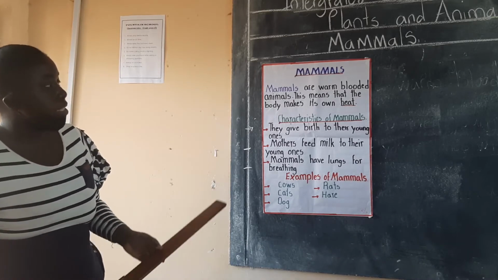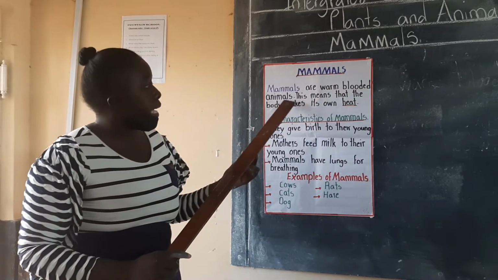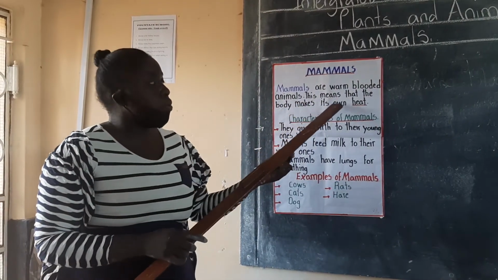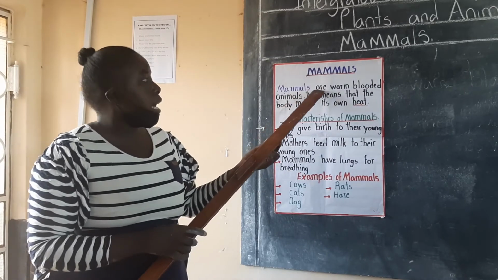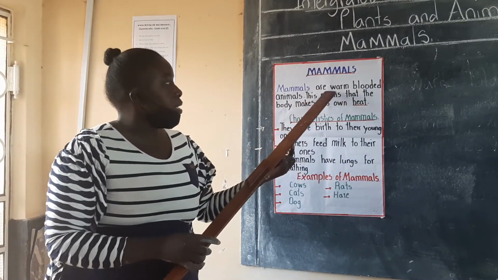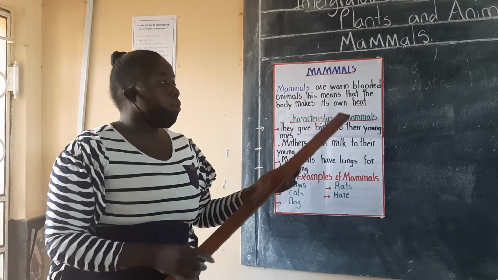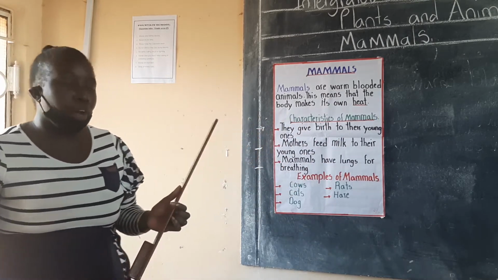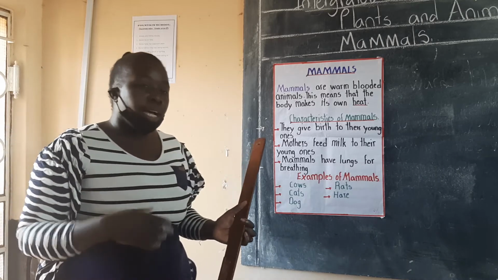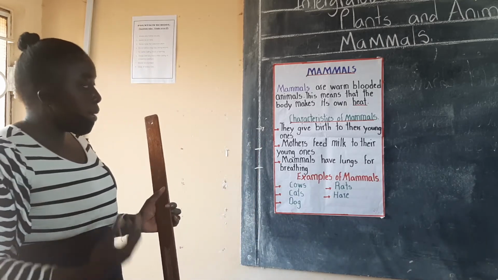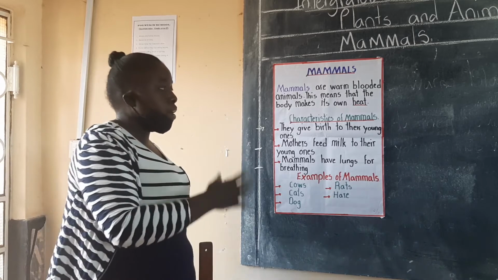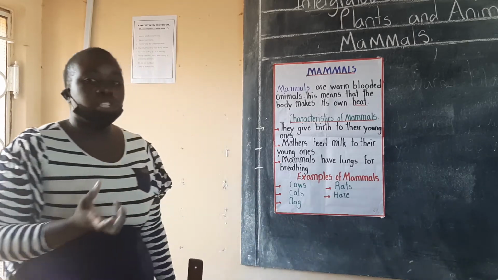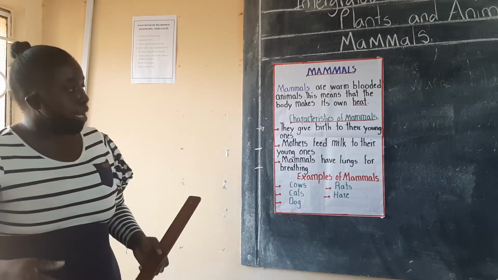So our chart here says mammals are warm-blooded animals. This means that the body makes its own heat. Down here we have characteristics of mammals. In other words, how we can differentiate mammals from other animals.